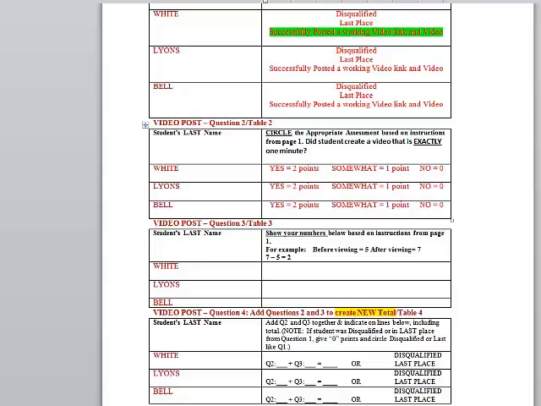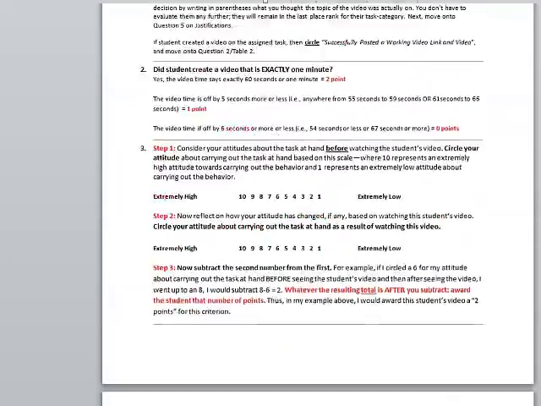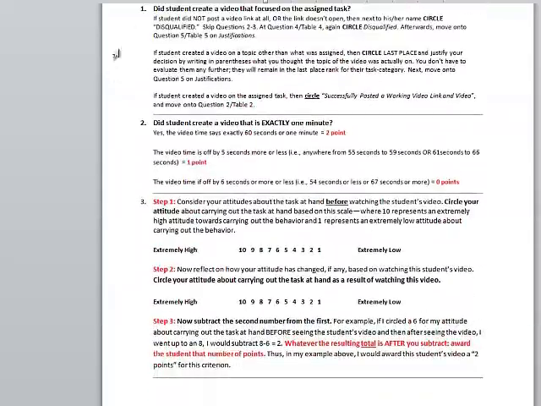And here it says, to follow the assessment on page 1, did the student create a video that is exactly 1 minute? And the instructions indicate, so yes, if the video time was exactly 60 seconds or 1 minute, they'd get 2 points. If the video time is off by 5 seconds or more or less, then they're only going to get 1 point. And if the video is off by 6 seconds or more or less, they're going to get 0 points.